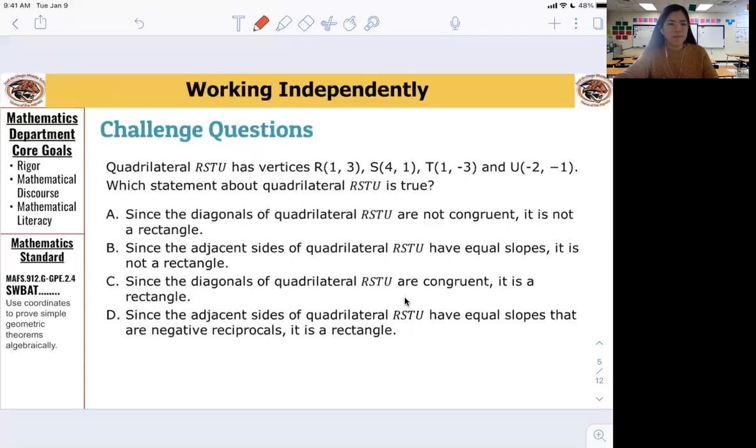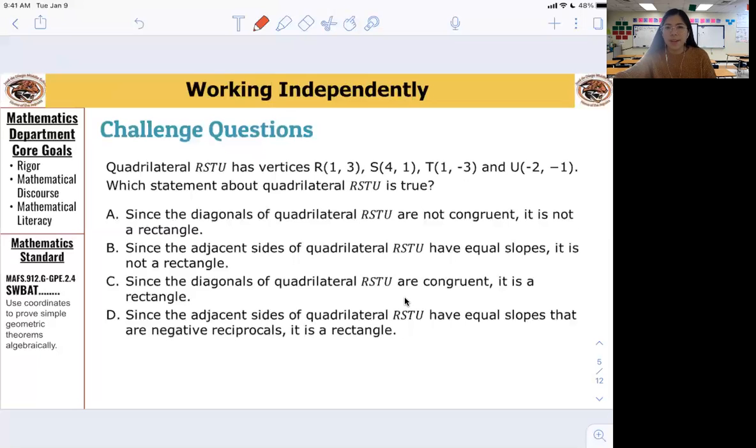Quadrilateral RSTU has vertices R(1, 3), S(4, 1), T(1, -3), and U(-2, -1). Which statement about the quadrilateral RSTU is true? Statement A: Since the diagonals of the quadrilateral RSTU are not congruent, it is not a rectangle.